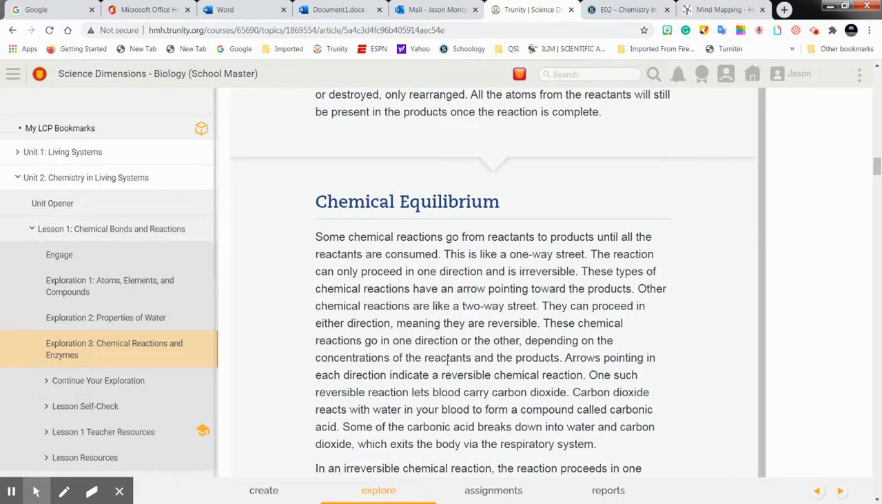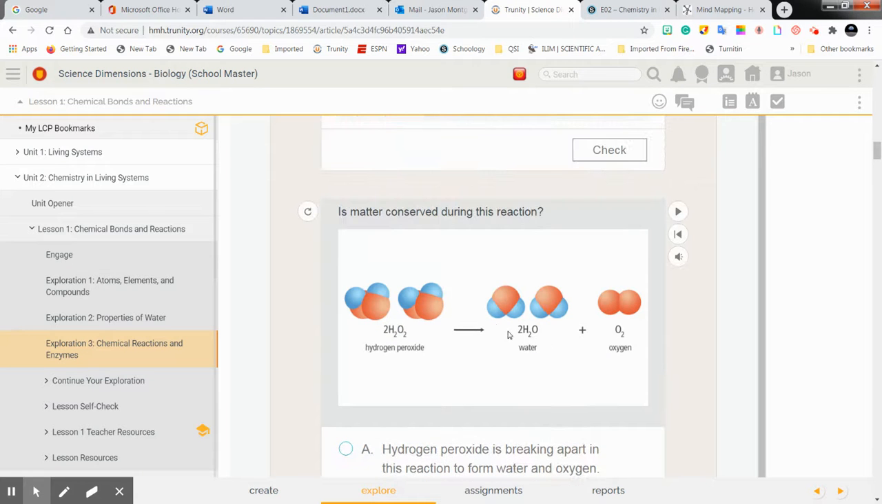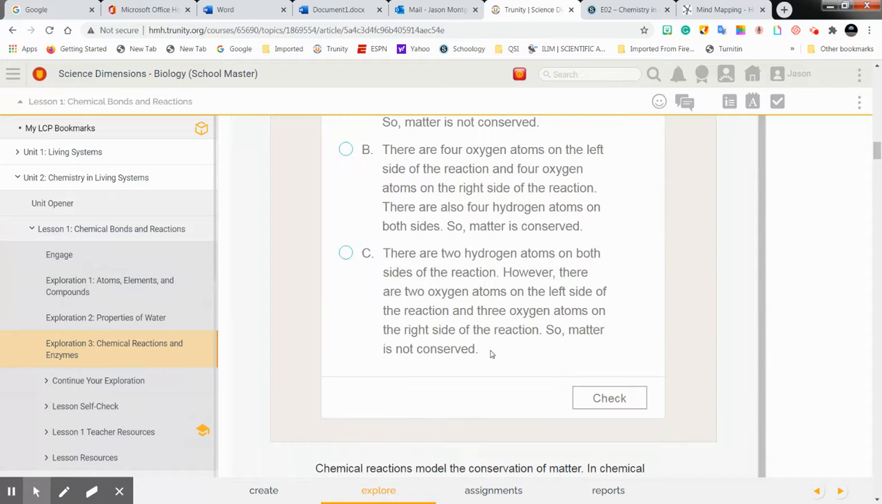Let me scroll down. So the whole point is you need to have chemical equilibrium. Some chemical reactions go from reactants to products until the reactants are consumed. It's like a one-way street. Sometimes the chemical reaction is reversible, and so these types of chemical reactions have an arrow pointing towards the products, to show you which way the equation is happening. Remember, this is called the yield sign.